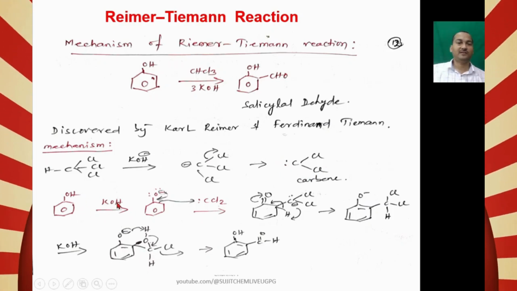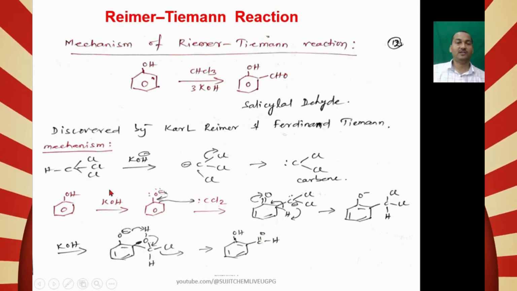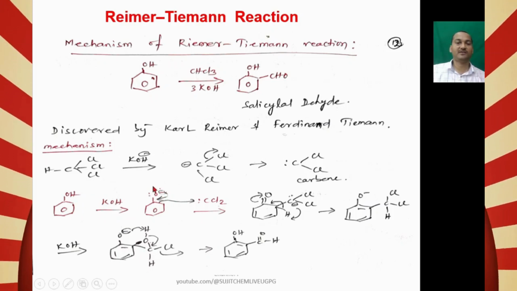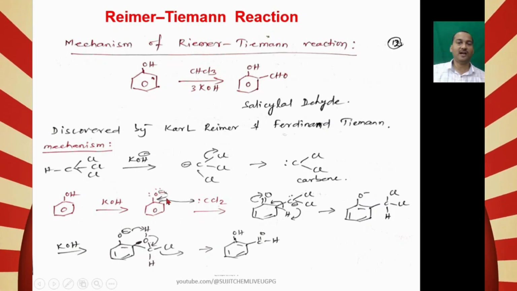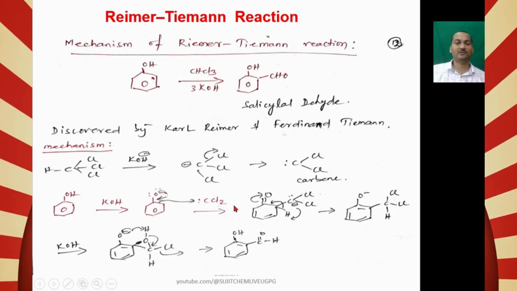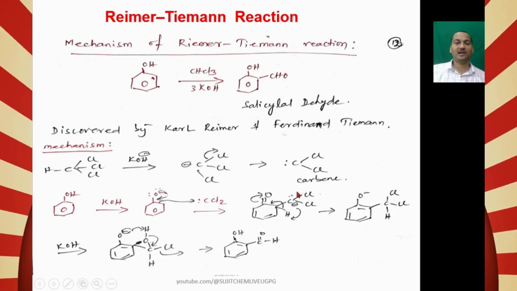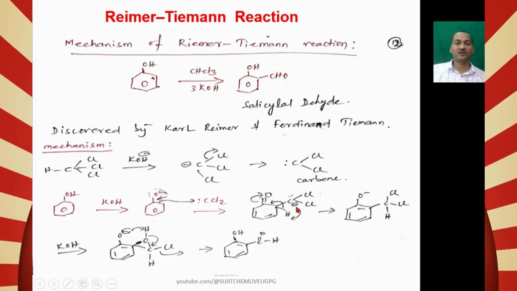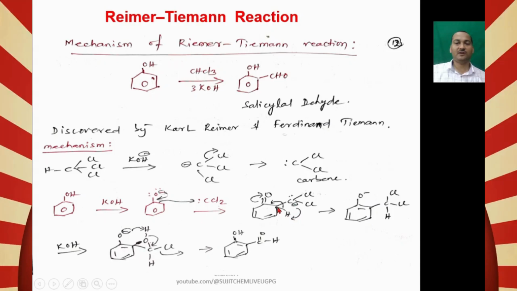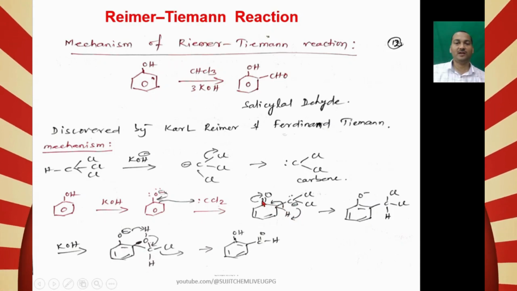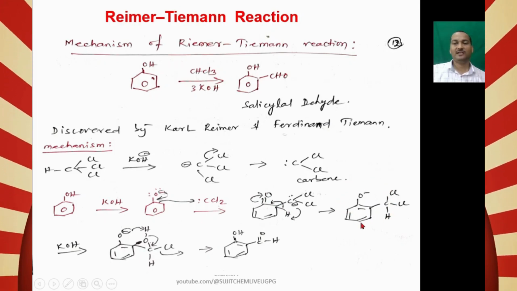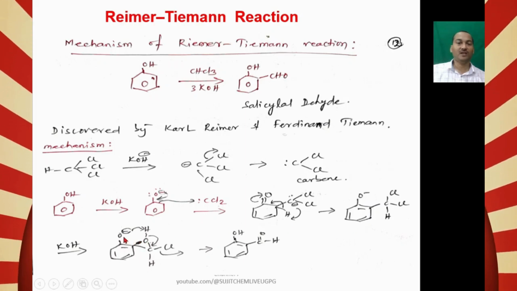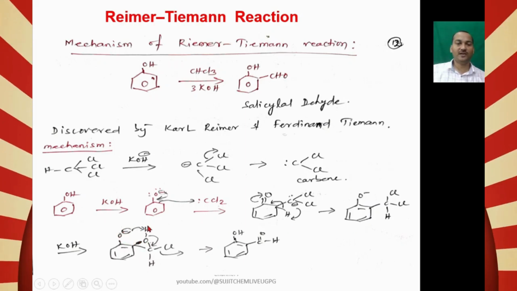What happens? Again the phenol reacts with potassium hydroxide, you can have this oxyanion. When this O minus comes back, the pi bond here will attack this carbene CCl2. So you can have this intermediate. Here this C minus will take this proton and this C-H bond will come here and this double bond will break on oxygen. So you can have this oxyanion. Here this O minus will take this proton.